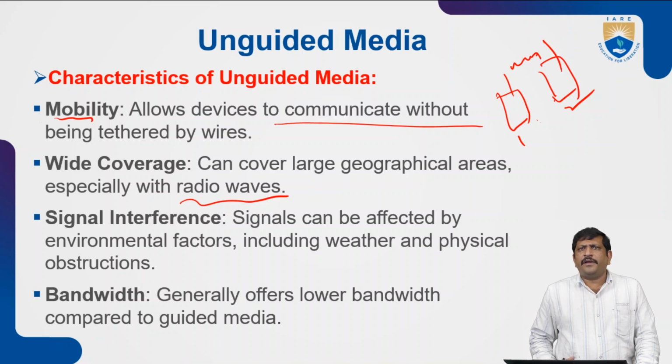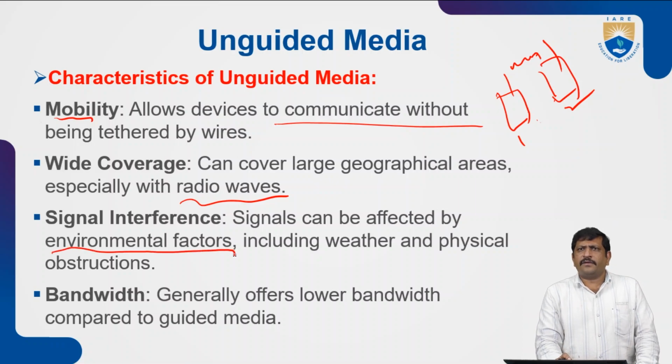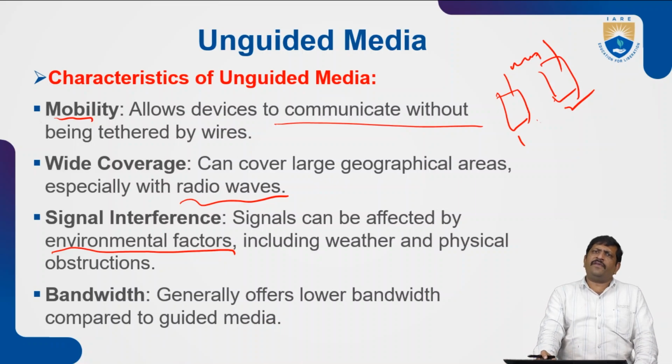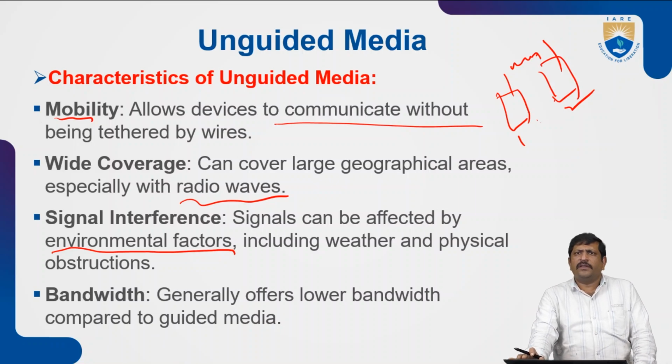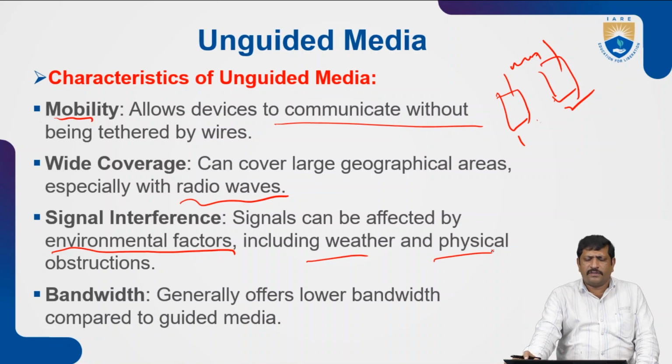And signal interference. Signal interference is affected by environmental factors, that is, weather conditions like the rainy season or cloudy season. The interference depends upon the environmental factors and also some of the physical obstructions.